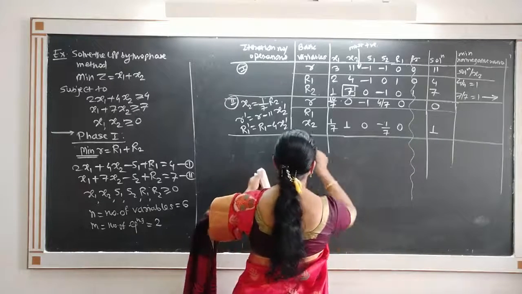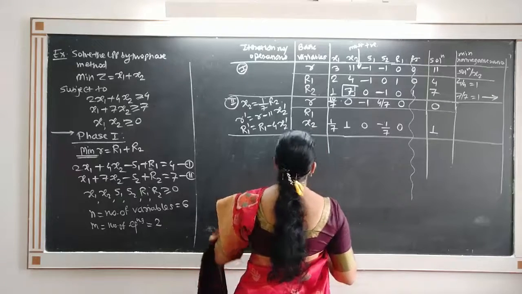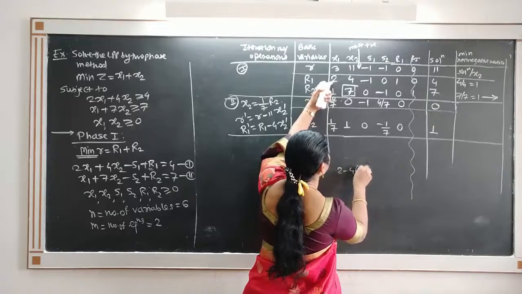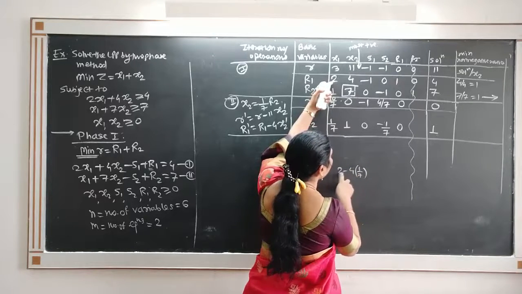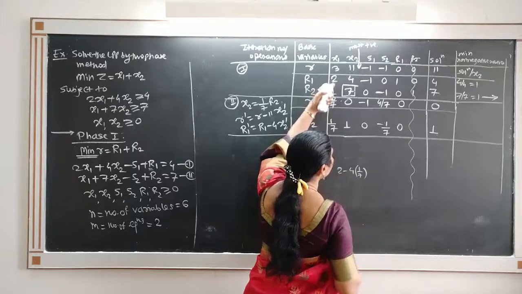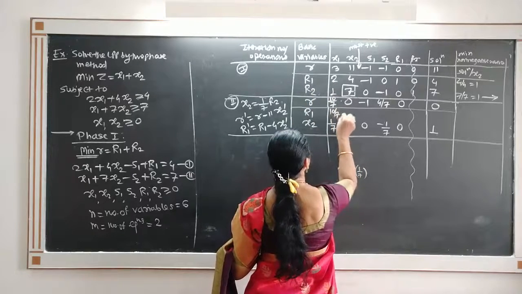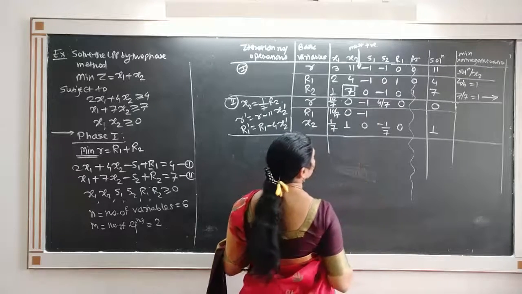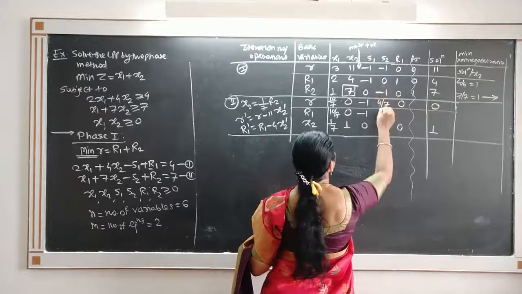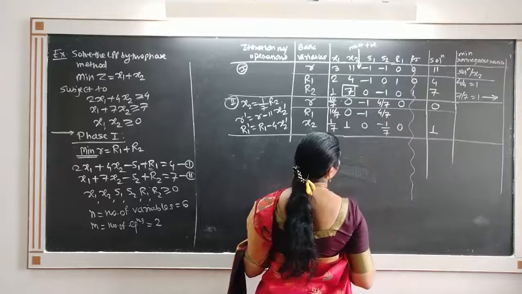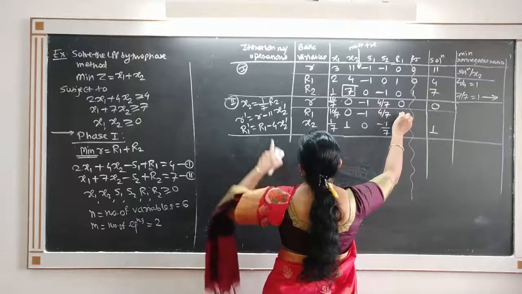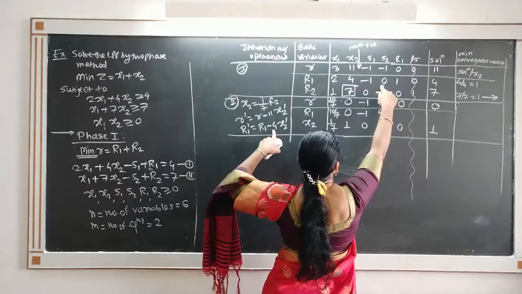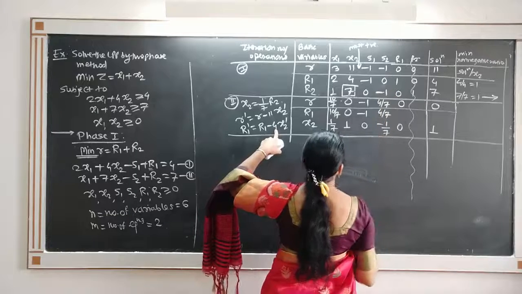See the next, the R1 operation. R1 minus 4 times. So 2 minus 4 times 1 by 7, that is 14 minus 4, 10 by 7. 4 minus 4, 0, minus 1. Then 0 minus minus, plus 4 by 7. We have the R1 row, so this row minus 4 times. So 0 minus minus plus, so 4 by 7 times.